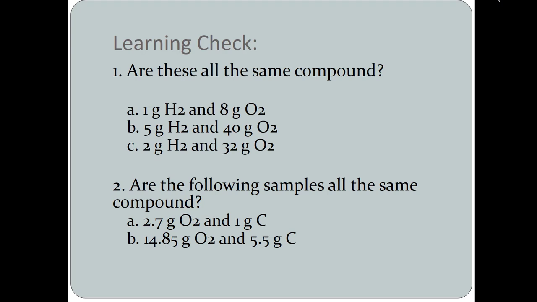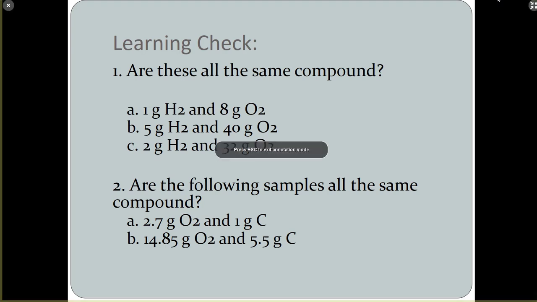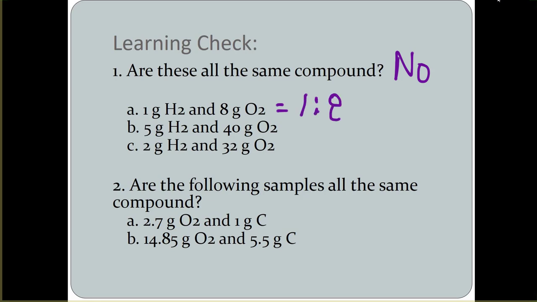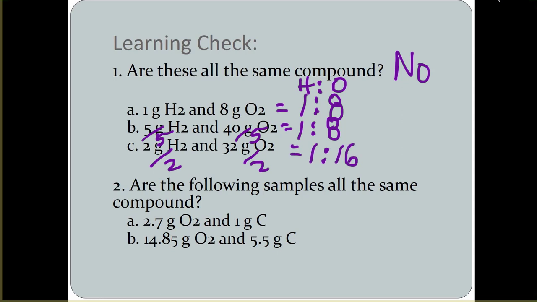Okay, we're back now. Looking at question number 1, are these all the same compound? And the answer is no. So I do have some differences here. I tried to make the math easy on this one. This one has a ratio of 1 to 8 hydrogen to oxygen, and the second one also has a ratio of 1 to 8. Remember, you find the ratio by dividing by the smallest number. So I have a 1 to 8 ratio. And let's look at the last example. Divide through by 2 each one, and I end up having a ratio of 1 to 16.